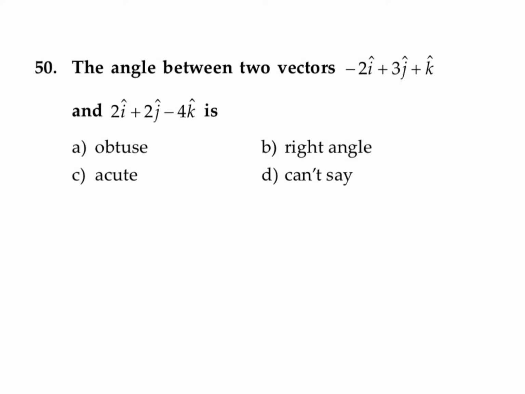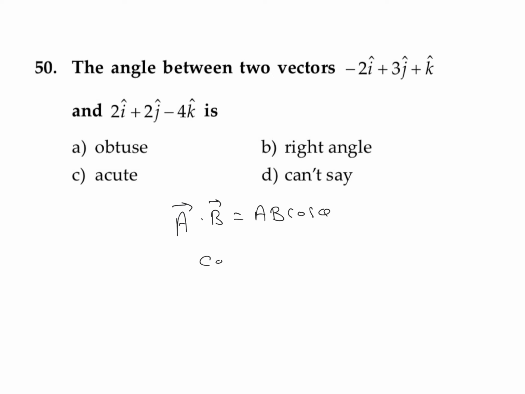In this question, our aim is to find out the angle between two vectors, that is minus 2 i cap plus 3 j cap plus k cap, and another vector. If you would like to find out the angle between two vectors, we always use this concept that a vector dot b vector is equal to ab cos theta.